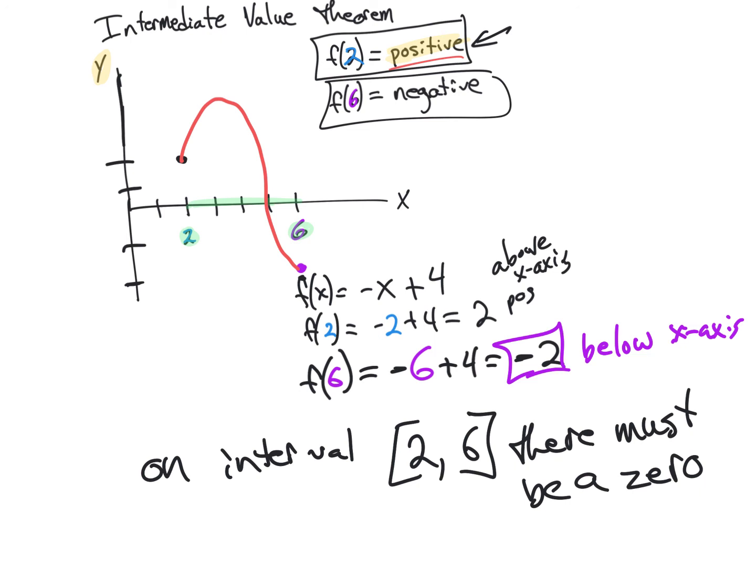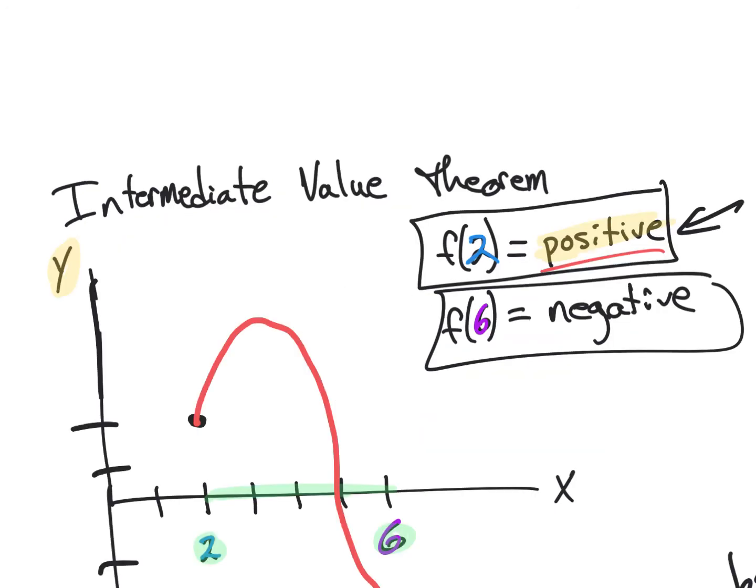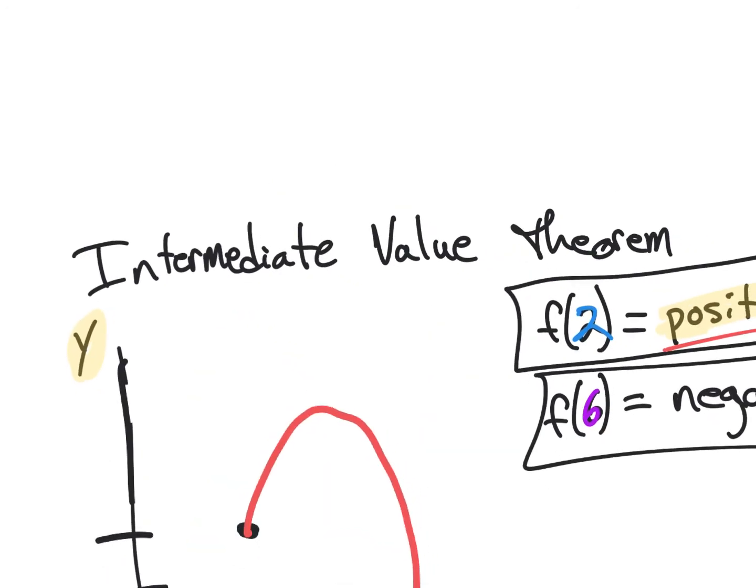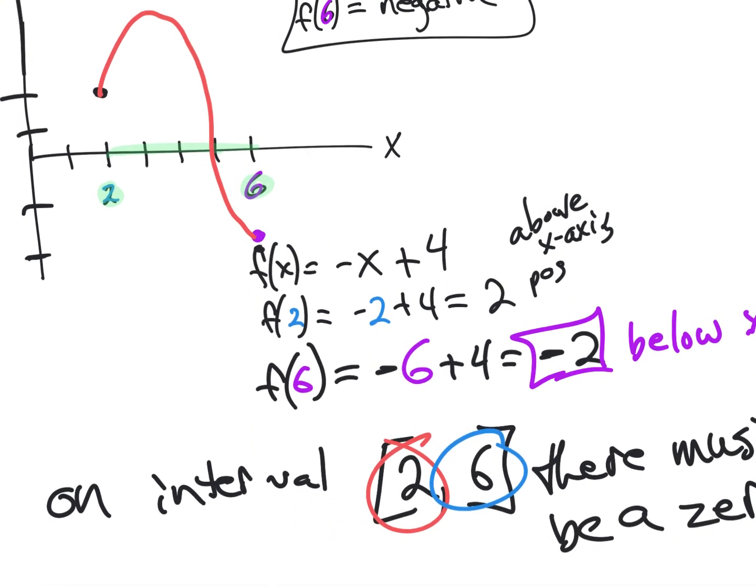So even if it goes like this, whatever, it's got to fall in between 2 and 6. Okay, so tomorrow you're just going to put whatever interval I give you. You're going to put 2 into the function. We're going to put 6 into the function. One should be positive, one should be negative, and that will let you know that by the intermediate value theorem that there is a 0 in between those two x values.